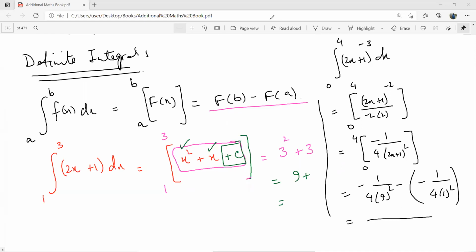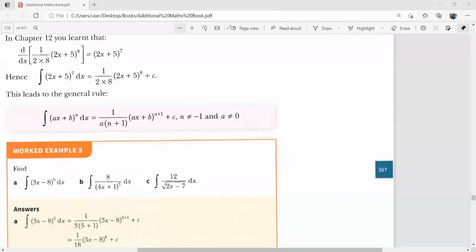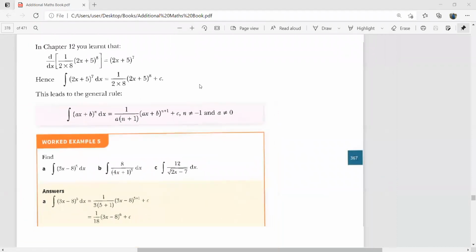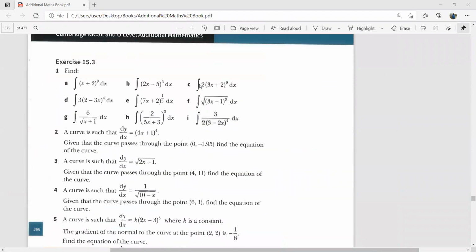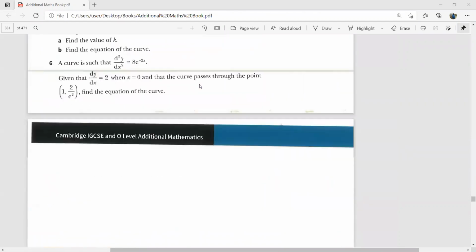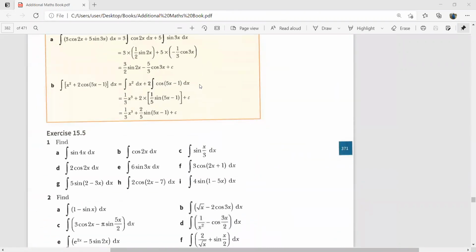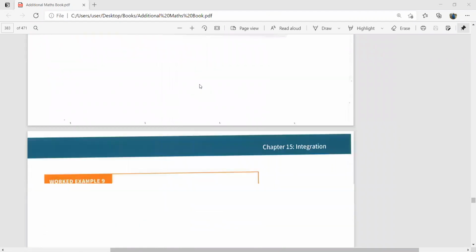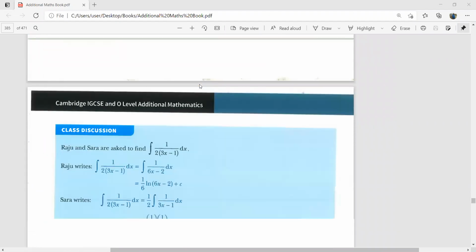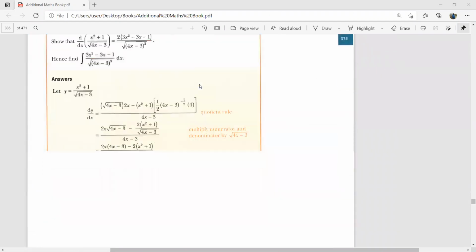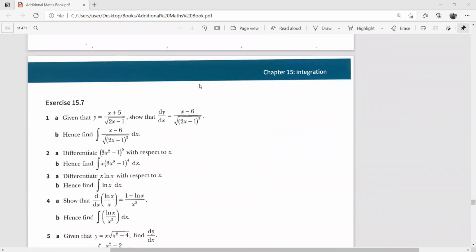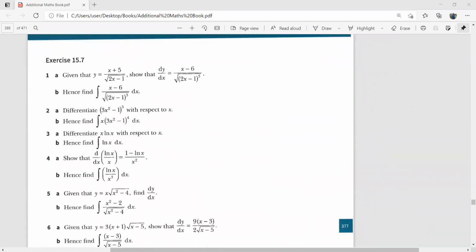Okay, now let me take you to the exercise, and you will see what kind of questions you have here in the exercise. Where is the exercise? Here is the exercise. Let me put that on a pause here.